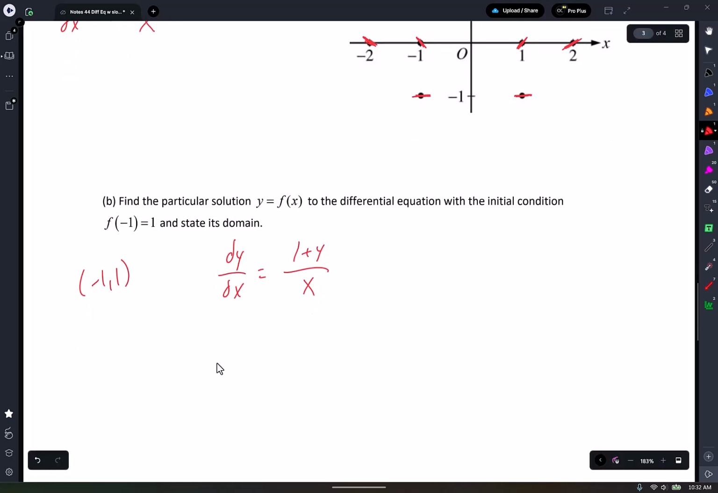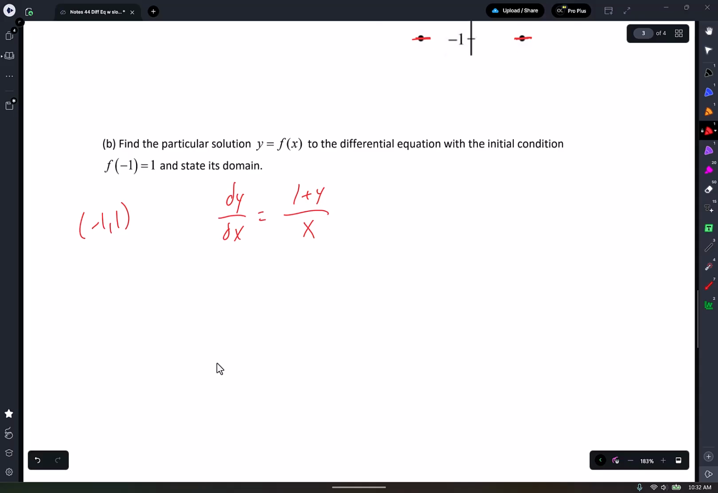So how do I get my first step? Separate the variables. Y is with the y's, x is with the x's. Let's see, divide. So 1 over 1 plus y dy equals 1 over x dx.